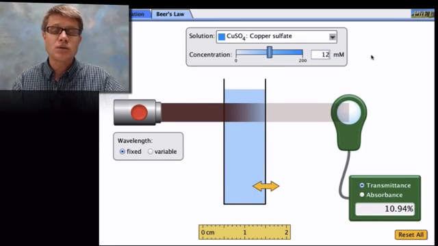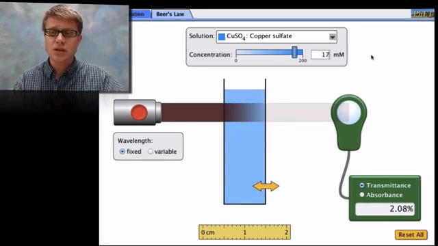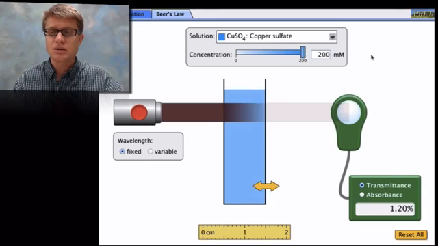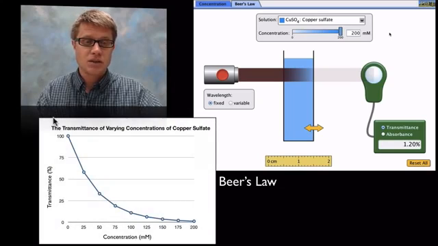In other words, let me increase the amount of that copper sulfate solution. Generally, what you would do is start with a stock solution and then dilute it over time, and you can see that the amount of transmittance is changing over time.